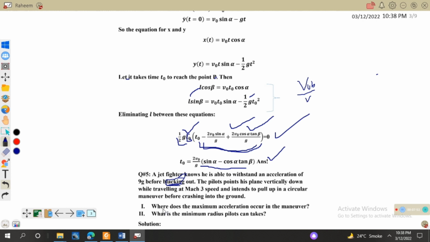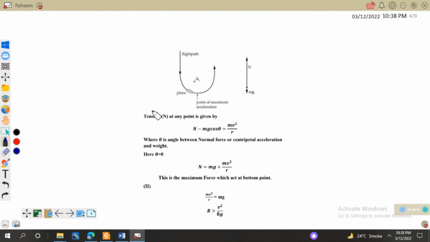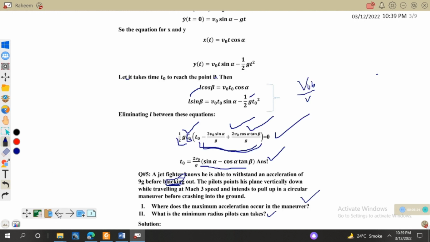So what we have to find: first, where does the maximum acceleration occur in the maneuver, and second, what is the minimum radius the pilot can take. So let's solve this. This is the path that the jet adopts when it moves on this circular path. So first, where will its force be minimum and where will its force be maximum.